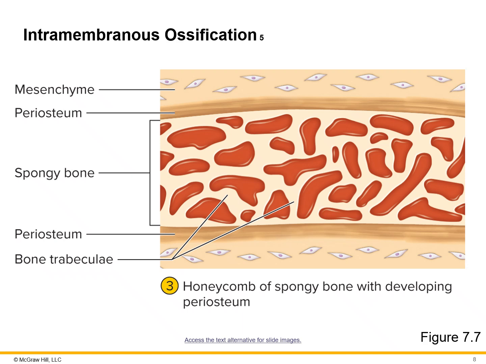At the same time as those other processes, more mesenchyme adjacent to the developing bone marrow is going to condense. And as it condenses, it forms a fibrous periosteum on each surface. And then the spongy bone becomes a honeycomb of slender calcified trabeculae. And so we start to see those little beams form. And in between those spaces of trabeculae, we are going to find that red marrow.